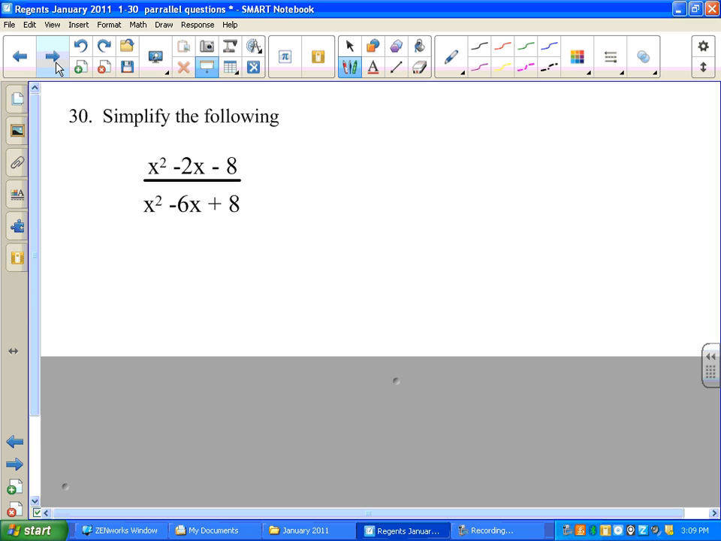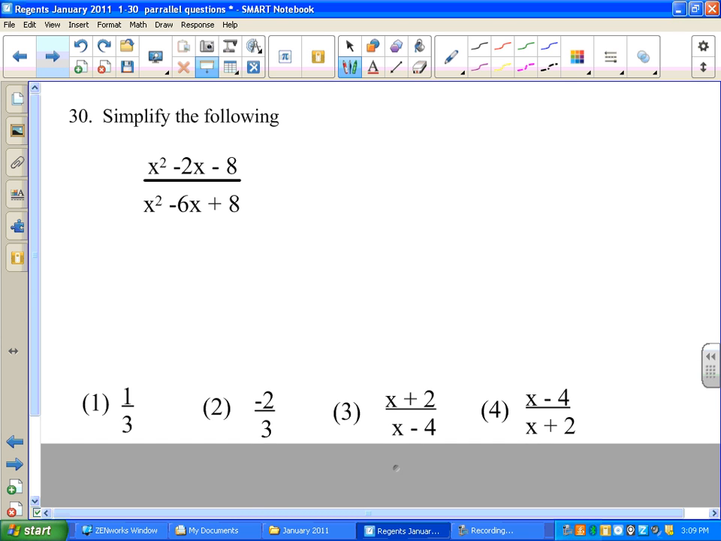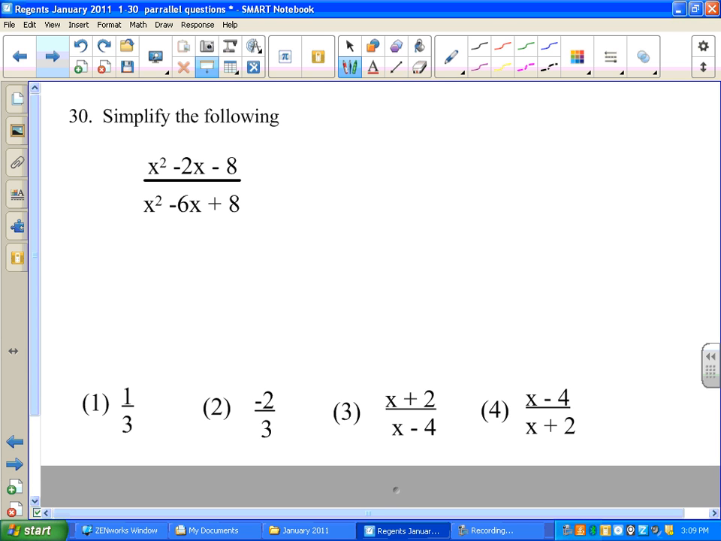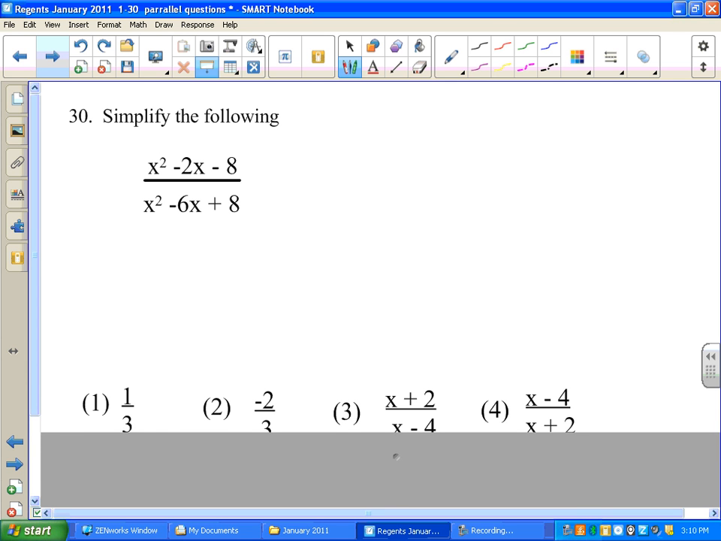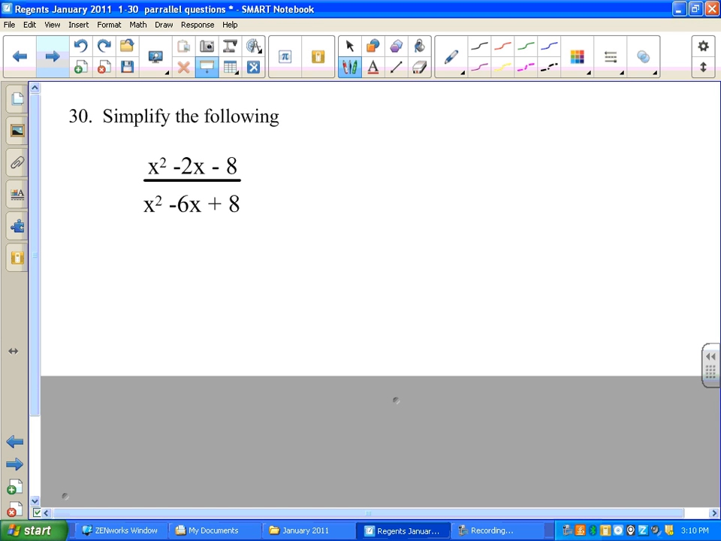Simplify the following. Take a look at the answers. How do you want me to simplify it? Whoa. There are some that have constants. There are some that have monomials. Okay, so let's try simplifying it. I think the top is a trinomial. What 2 numbers multiply to be 8 and add up to be -2? Because the leading coefficient in front of the x squared is 1.